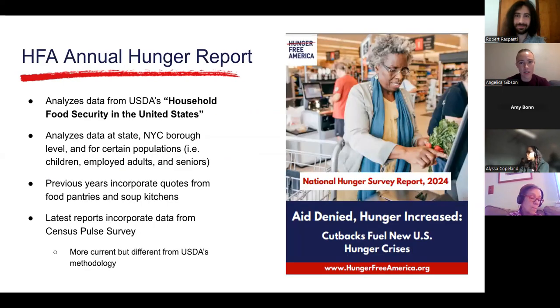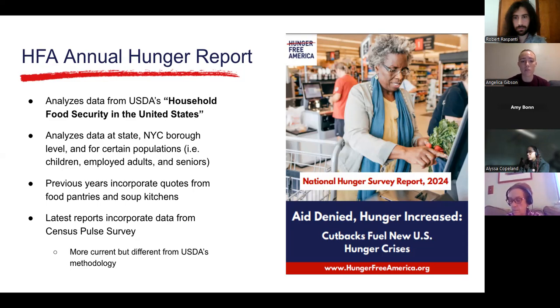So, for our annual hunger report, what we do is we take that USDA data that I was just showing you guys, and we slice and dice it in all these different kinds of ways. We break it down by state, by borough, because we're based here in New York City. We always do a special New York City report. But you can break down that USDA data into whatever city you live in.